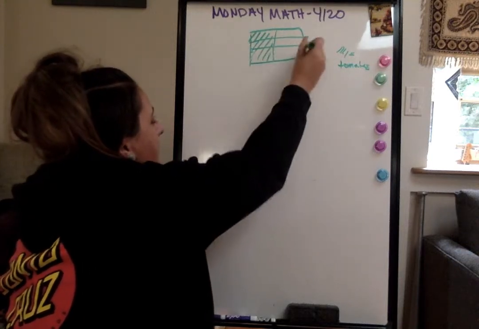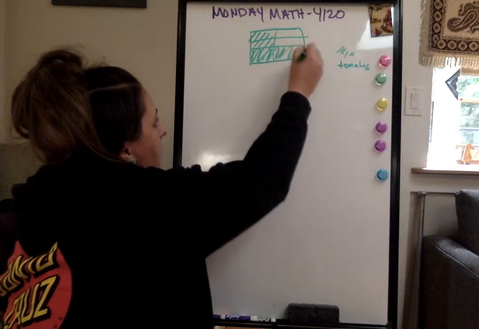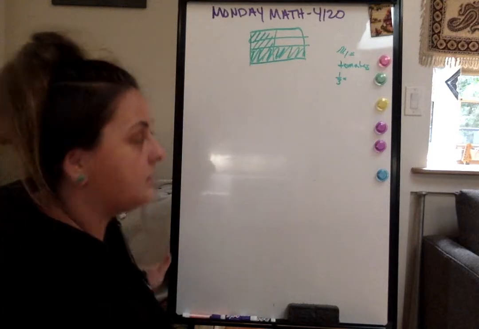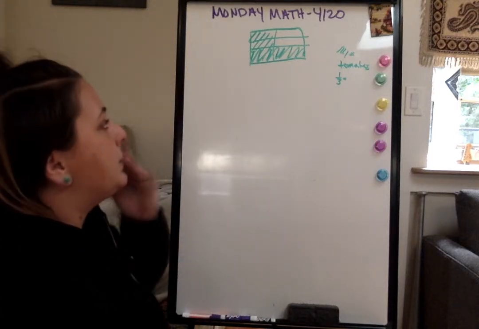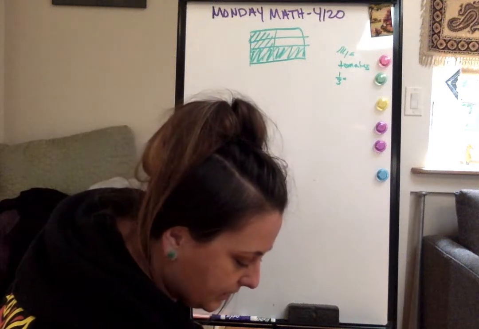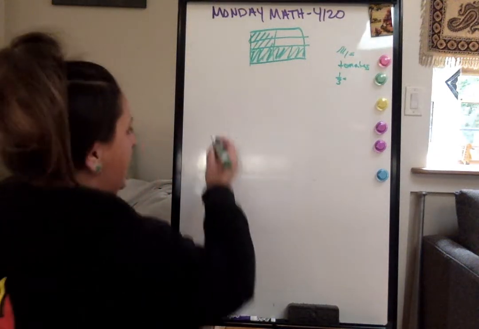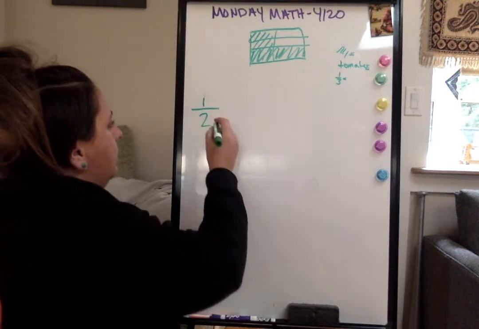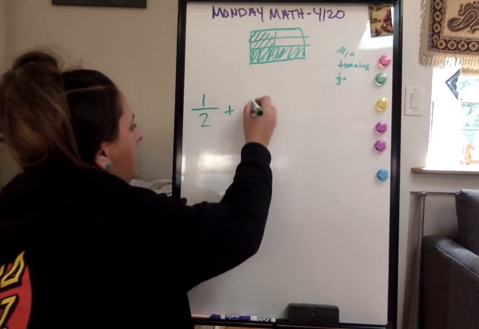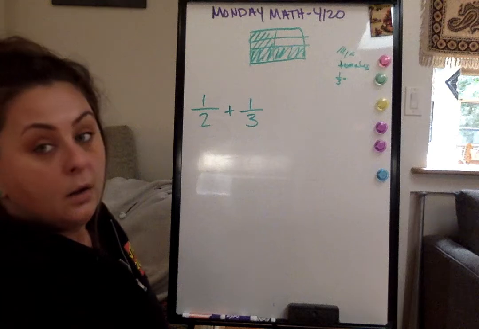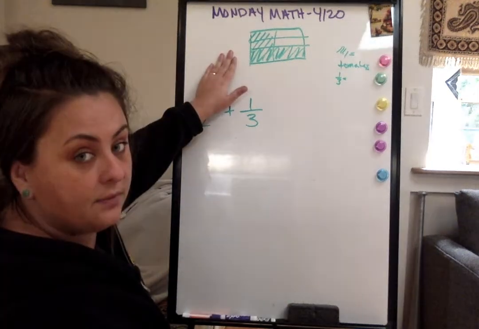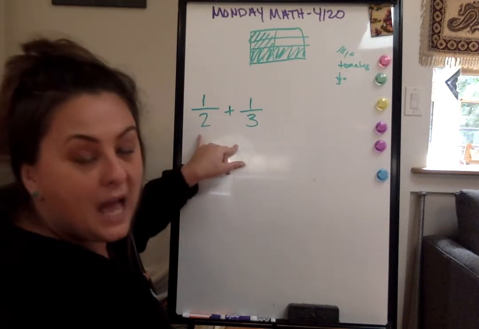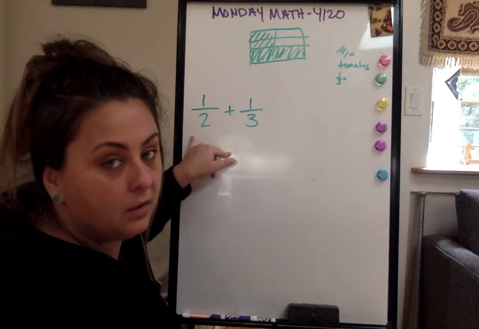And 1/3 of it is carrots. So how much of the garden is both? And we have 1/2 and 1/3. You can use the model very easily to figure it out, but I also want to show you how to do it this way. So, can we add fractions that don't have a common denominator?